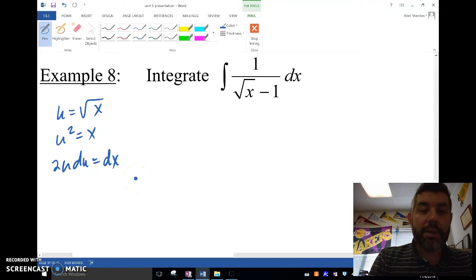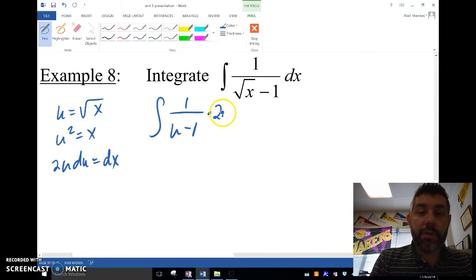All right, so this is u squared equals x, 2u du equals dx. All right, so then we're going to make our substitution in here. So we're going to have the integral of 1 over u minus 1, and dx is 2u du.